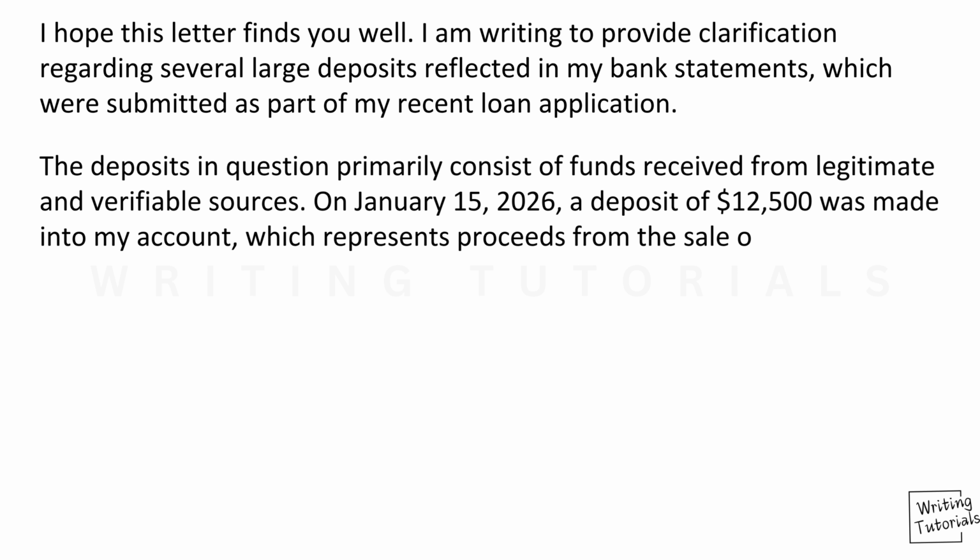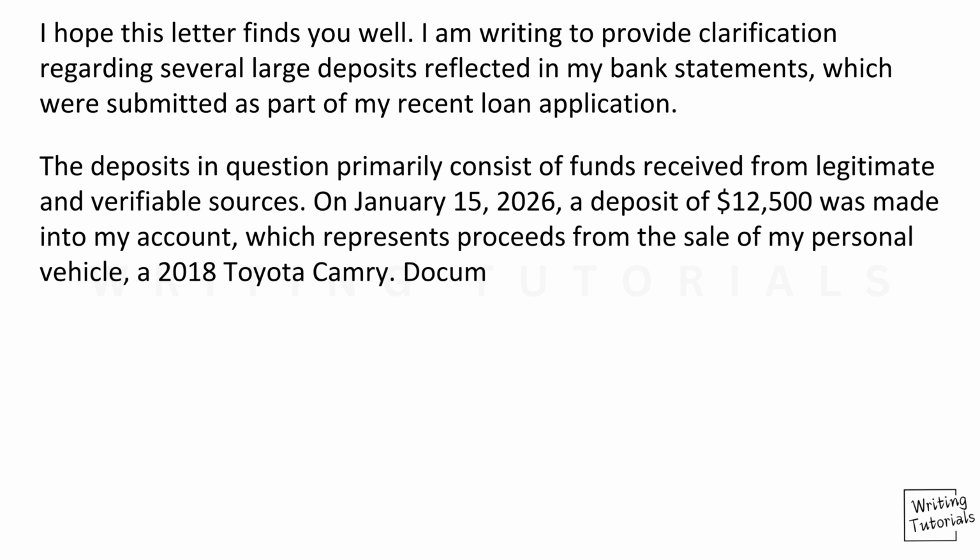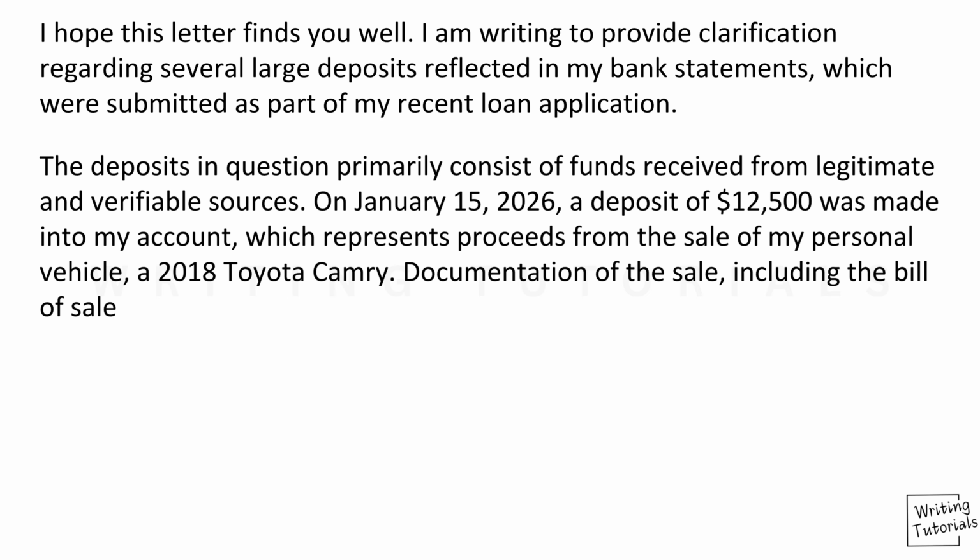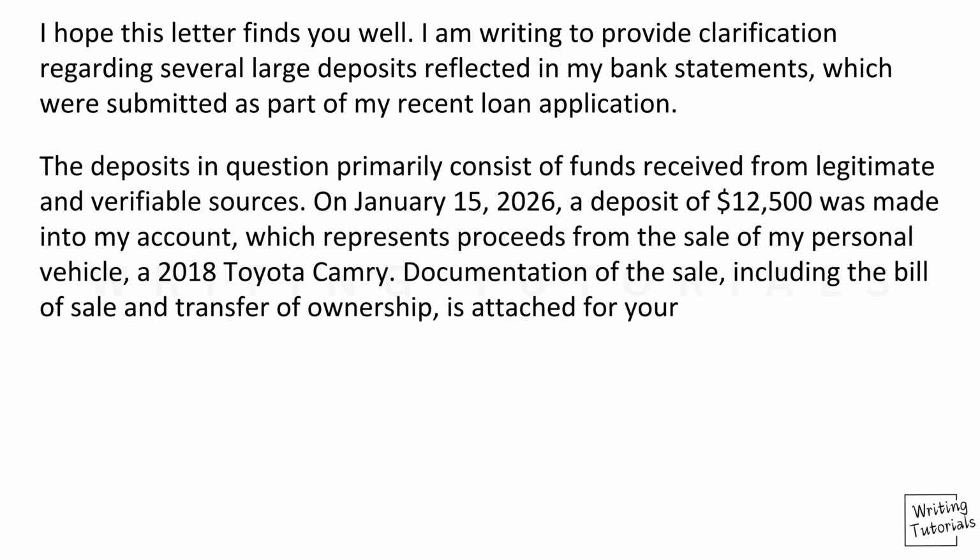First deposit explanation. On January 15, 2026, a deposit of $12,500 was made into my account, which represents proceeds from the sale of my personal vehicle, a 2018 Toyota Camry. Notice how this sentence includes the date, the exact amount, and the source. This level of detail is very important because banks look for clear, traceable transactions.